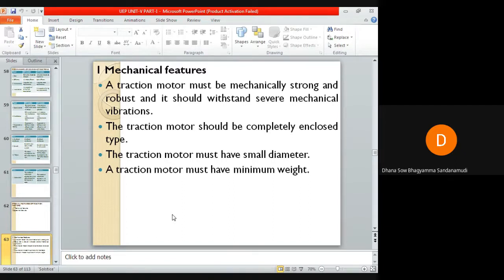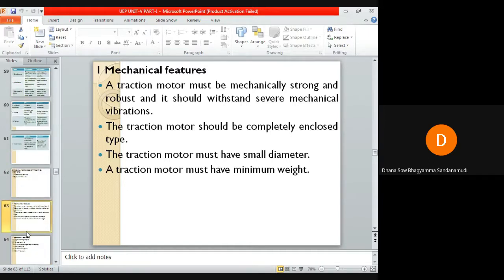In overall dimensions, the traction motor should have a small diameter so that it can be easily arranged beneath the motor coach. The traction motor must have minimum weight, so the weight of the locomotive will decrease, and hence the load carrying capability of the motor will increase. So this is the mechanical feature.